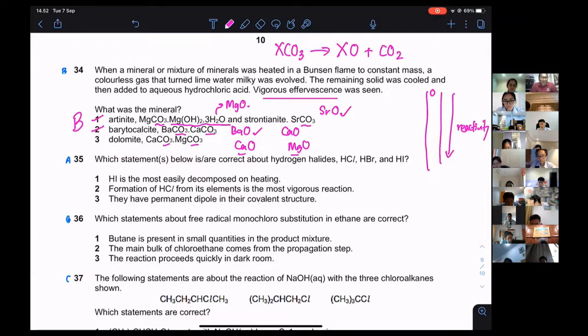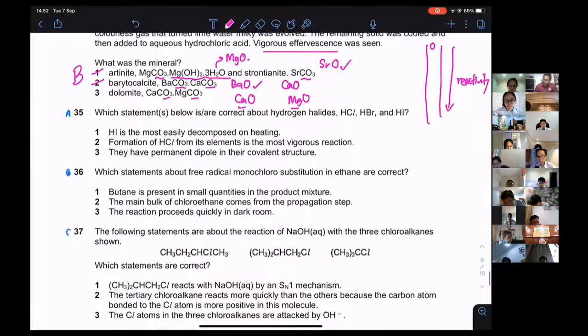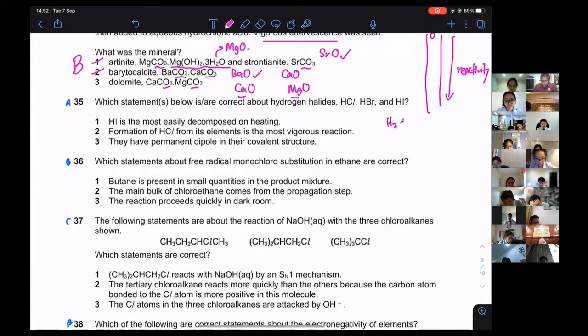Question 5. Which statements below are correct about these hydrogen halides, HCl, HBr, and HI? Now, this one has something to do with reactivity also. How do you form HCl? Hydrogen with Cl2, hydrogen with Br2, and then hydrogen with I2. Which one is going to be more reactive? This one we also learned. Reactivity for metals is the ability to lose electrons. For non-metals, it is the ability to attract electrons.